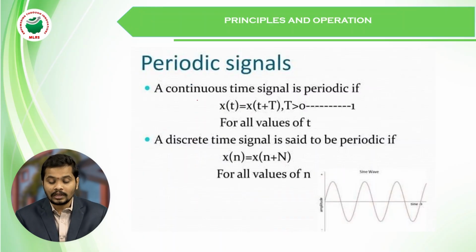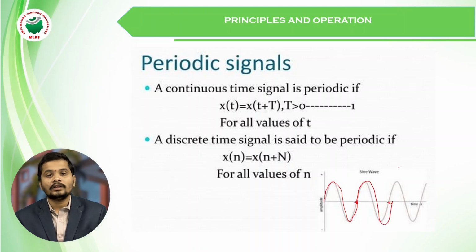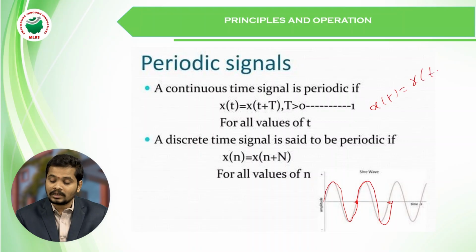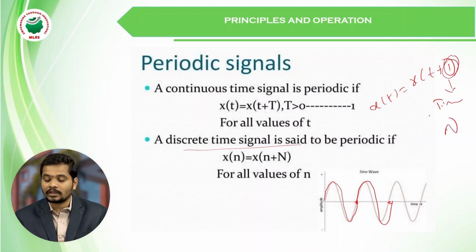Coming to the periodic signal, I already told that at every interval, from here to here, one pulse is completed, one cycle, and after that another cycle comes with the same amplitude and frequency. That type of signal is a periodic signal, and it is mathematically represented as x of t equals x of t plus T, where T is nothing but the time period. The time at which the signal repeats is the time period. And a discrete time signal is periodic if x of n equals x of n plus N. Instead of capital T, here we use N to show it is discrete time.